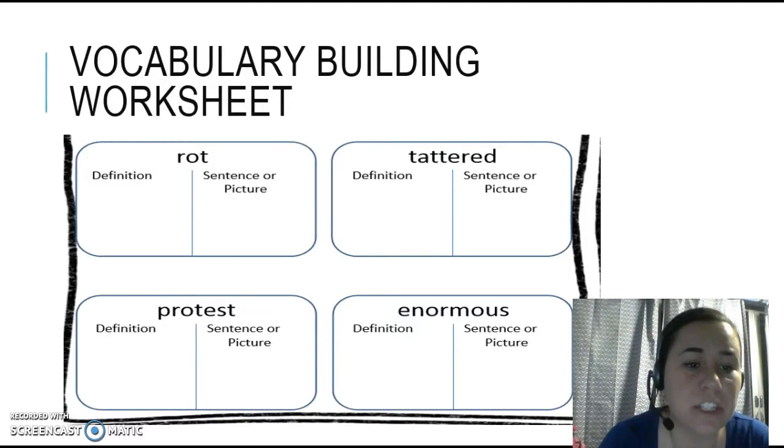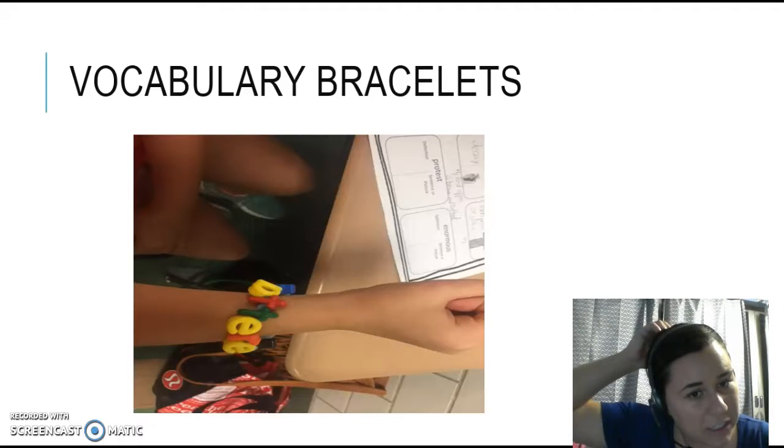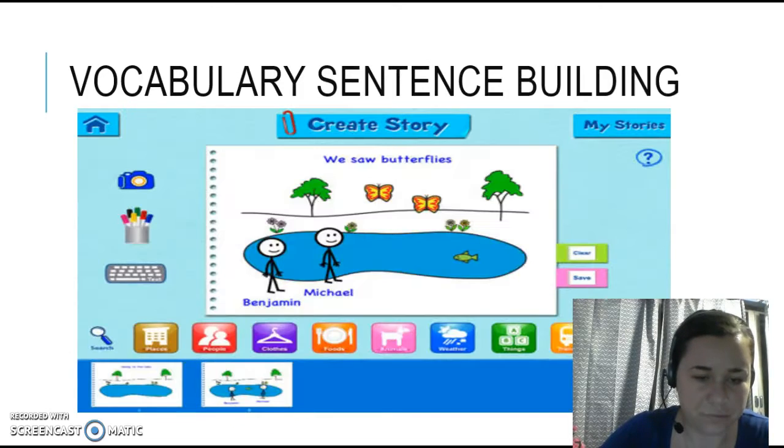After that, in the lesson you'll see we did vocabulary building worksheets where they had to use a dictionary to define a word, create a sentence, and draw a picture. I wanted to show what this looked like because in the video you can't see the actual worksheet and what they did. After we completed those worksheets, you'll see in the video that the students created vocabulary bracelets to wear and use as a reference throughout their day, to expand vocabulary usage and use these words in conversation, almost like a word of the day calendar.